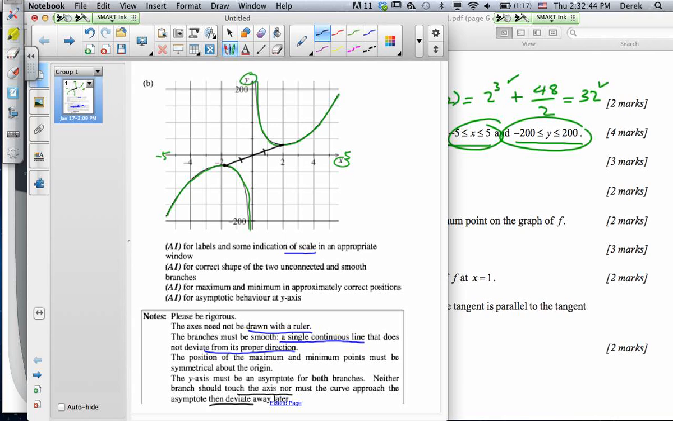So you can't do this, which is quite possible to do. So you go down like this and then you go away like that. It's got to always keep on getting closer and closer. So in the drawing of these graphs, if you want all 4 points, you've got to make a very good attempt at it. It's very easy to lose marks on drawing these graphs.